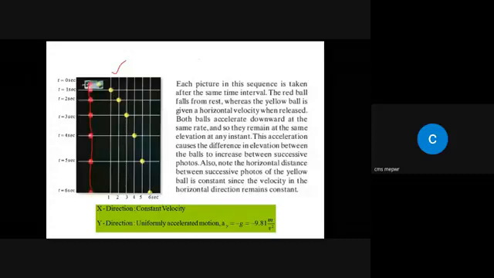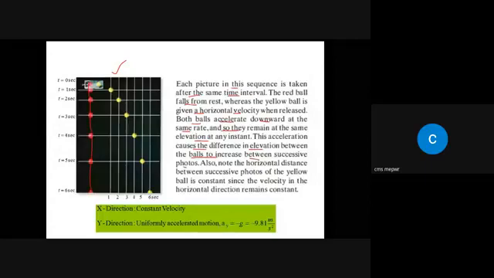Then they explain this experiment: each picture in this sequence is taken after the same time interval. The red ball falls from rest, whereas the yellow ball is given a horizontal velocity when released. Both balls accelerate downward at the same rate, so they remain at the same elevation at any instant. This acceleration causes the difference in elevation between the balls to increase between successive photos.